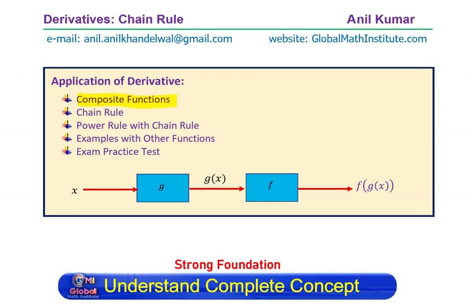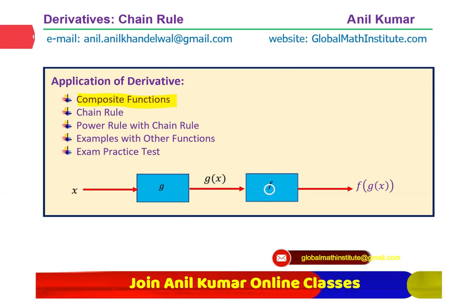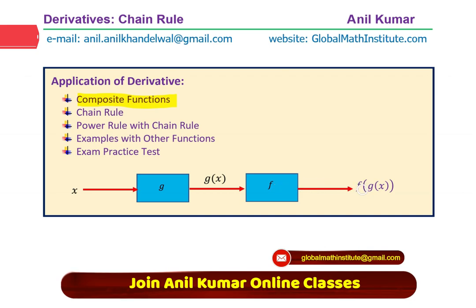So for example, here we have an input which goes to a function g, and that output, which is g of x, gets into another function. In that case, the output will be f of g of x. So it becomes a composite function. You get the idea.